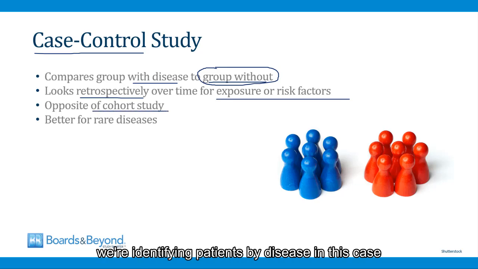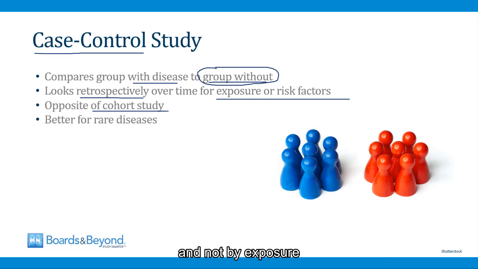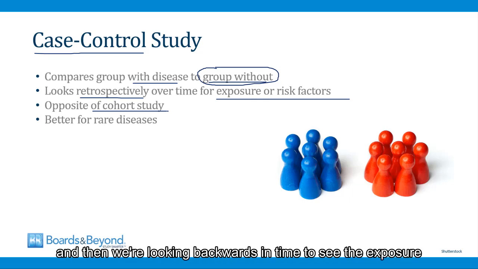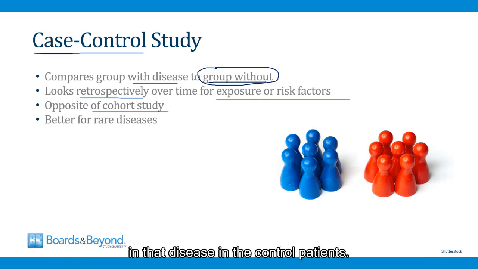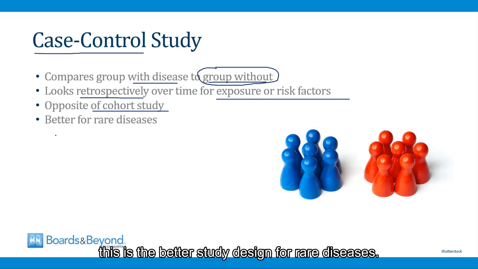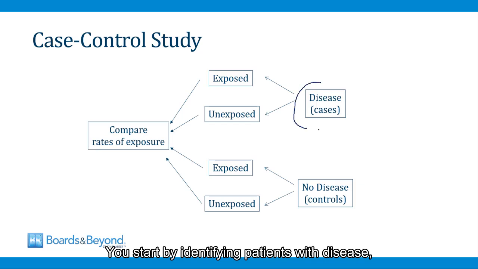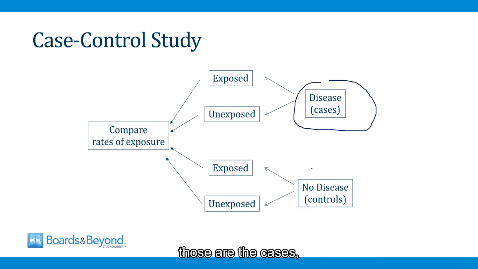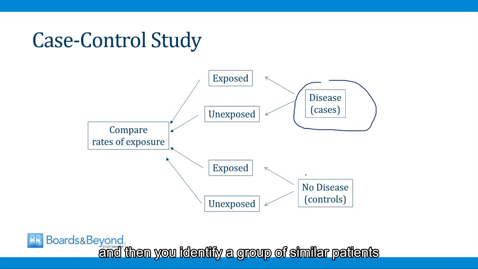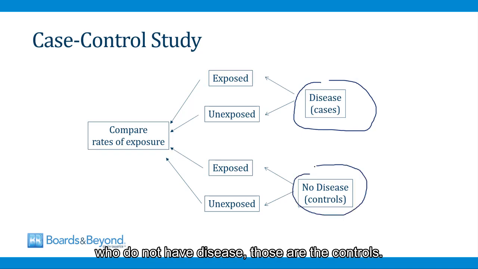We're identifying patients by disease in this case and not by exposure, and then we're looking backwards in time to see the exposure in the disease and the control patients. But as I said in the last slide, this is the better study design for rare diseases. So here's a diagram of how a case control study might work. You start by identifying patients with disease, those are the cases, and then you identify a group of similar patients who do not have disease, those are the controls.